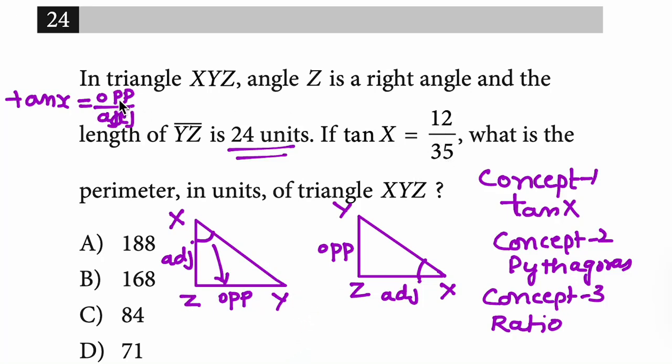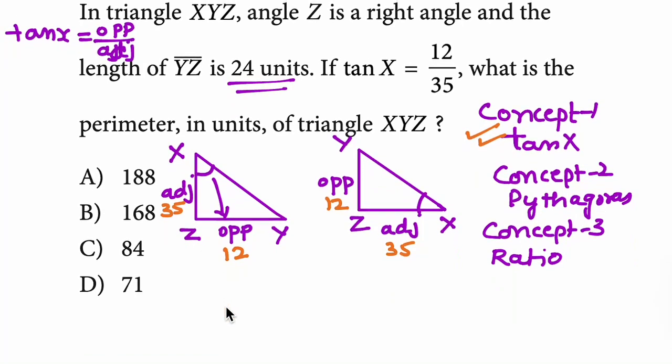So opposite should be 12 and adjacent should be 35. So here it is 12 and this one is 35. And here this one is 12 and this one is 35. But in both questions you see YZ is 12, right? First concept is this. We have done tan x: how to place x and how opposite and adjacent are decided.